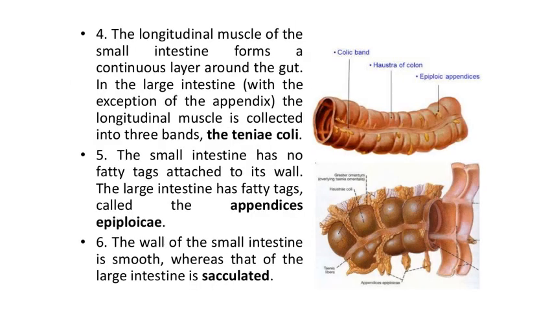The longitudinal muscles of the small intestine form a continuous layer around the gut. In the large intestine, the longitudinal muscle is collected into 3 bands, which are called the taeniae coli. The small intestine has no fatty tags attached to its wall. The large intestine has fatty tags called the appendices epiploicae. The wall of the small intestine is smooth, whereas the large intestine is sacculated.